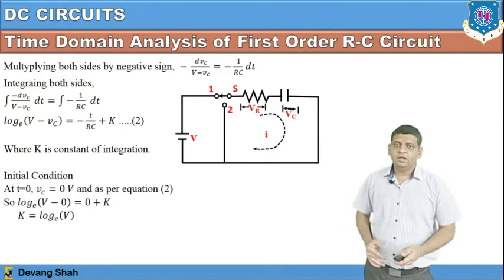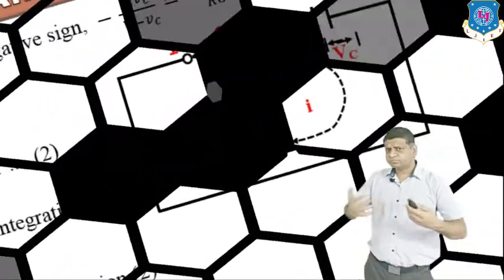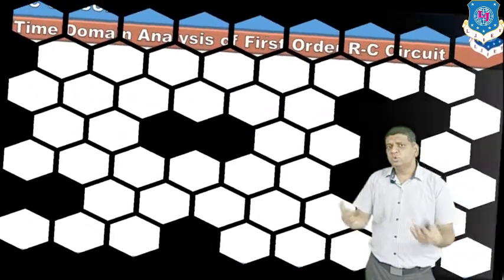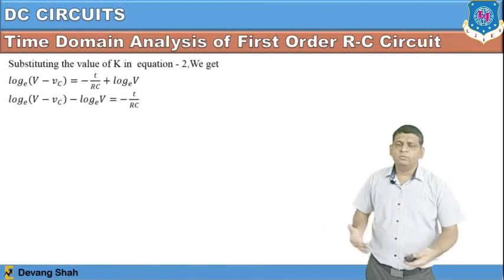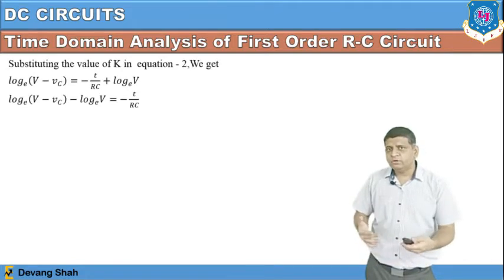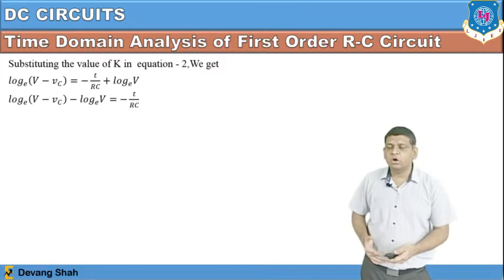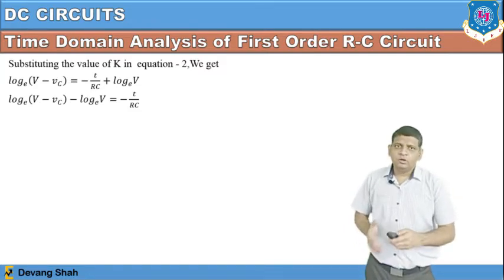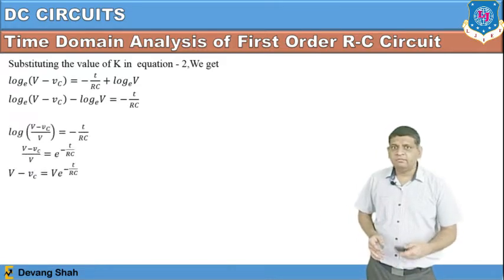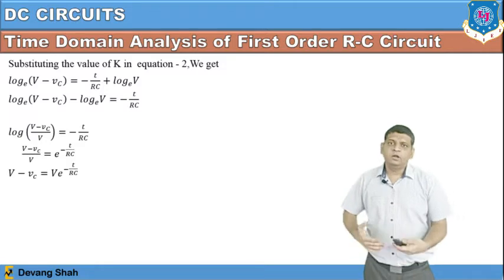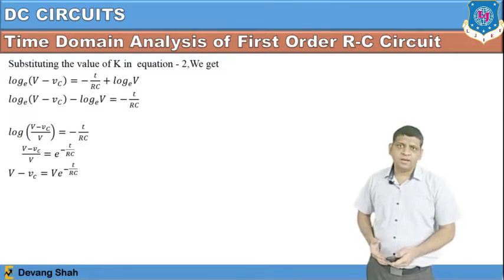You will find the value of K is nothing but the log V base e. Now once we use these two terms, the value of K, and put it in the overall equation 2, then you will find log (V minus Vc) base e is equal to minus t by RC plus log V base e. If I put the log term on the other side, I'll find the final equation: log base e of (V minus Vc) divided by V is equal to minus t by RC.